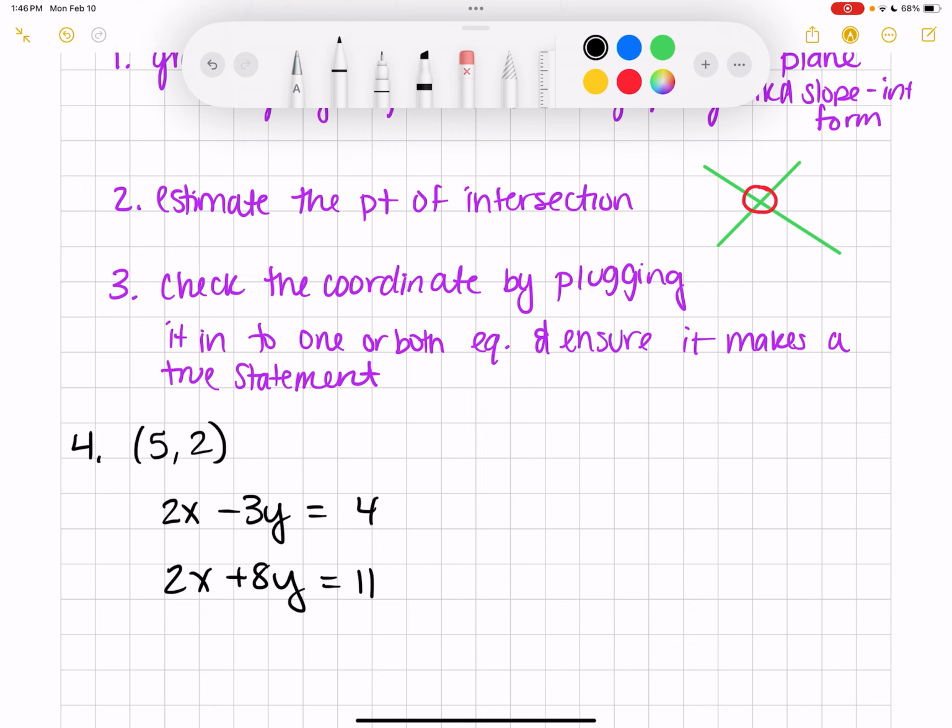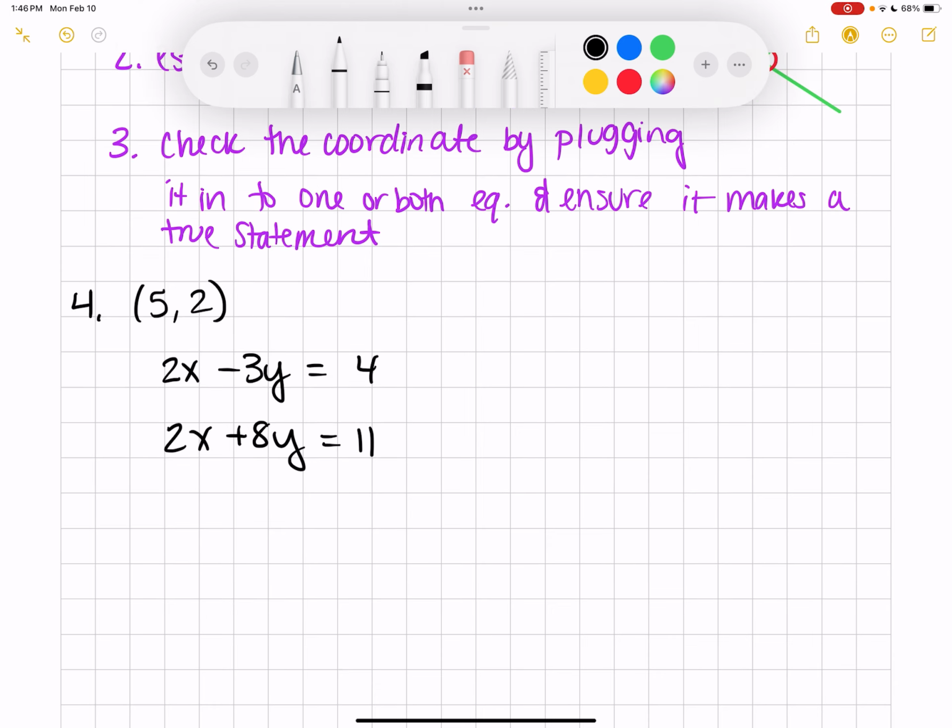So first I'm going to plug it into the top one. 5 is x, 2 is y. So we've got 2 times 5 minus 3 times 2 equals 4. So I've got 10 minus 6 equals 4. 4 equals 4, so that one's good, but I've got to check it in both. For these ones, we need to check both. When you're checking a point after you've gotten it from a graph, if you're pretty confident you did it right, you only really need to check it in one. But for the sake of these ones that specifically say to check, you need to check it in both.